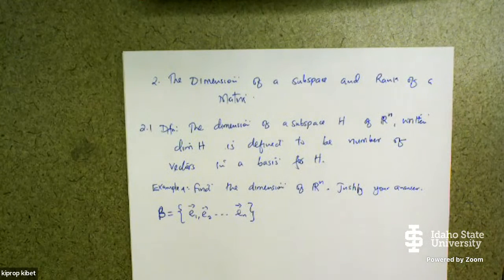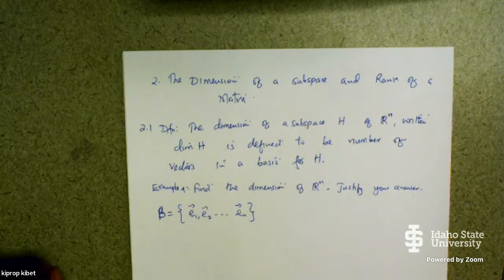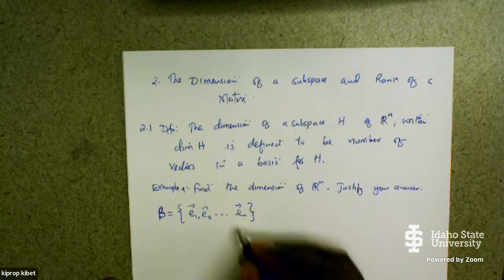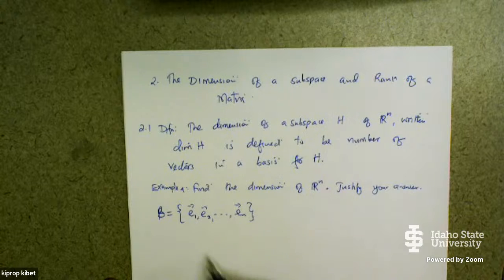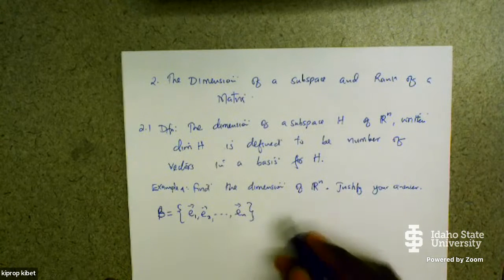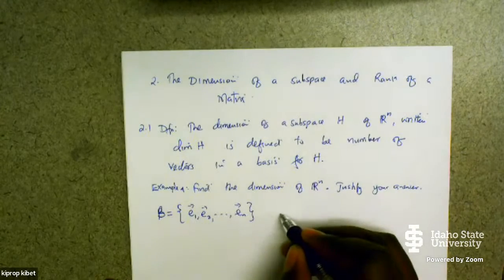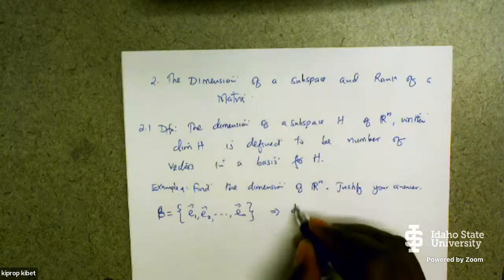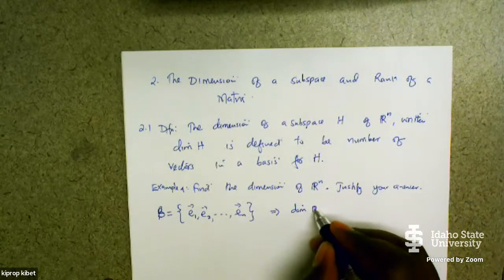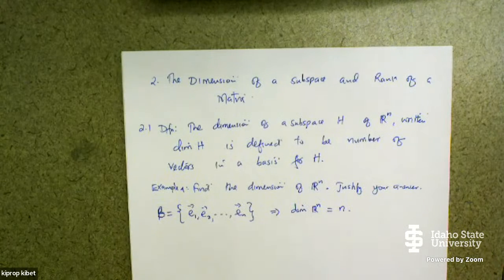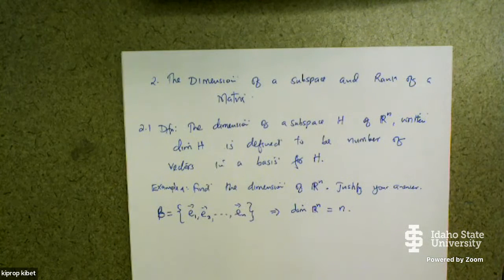Those are the standard vectors. So the dimension in this case is the number of vectors here, and the number of vectors in this case are what? Rn. So then the dimension of Rn is equal to n, the number of vectors.